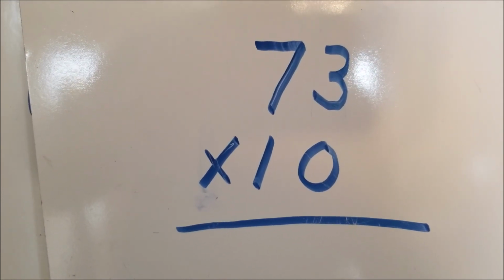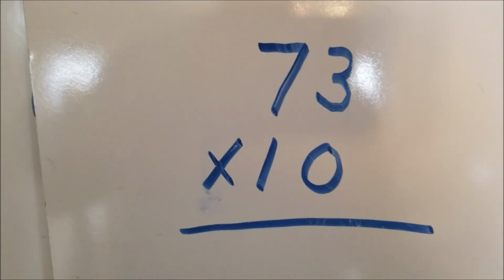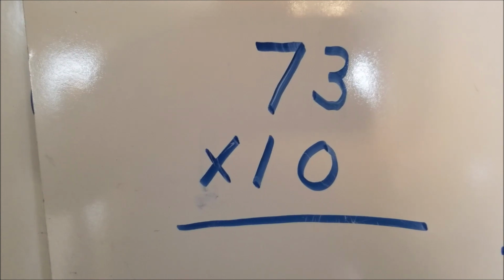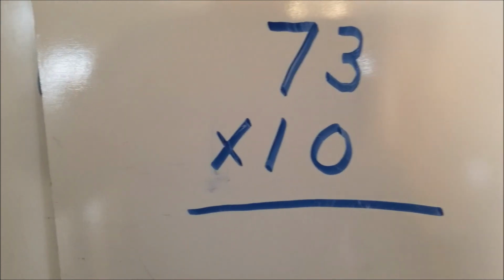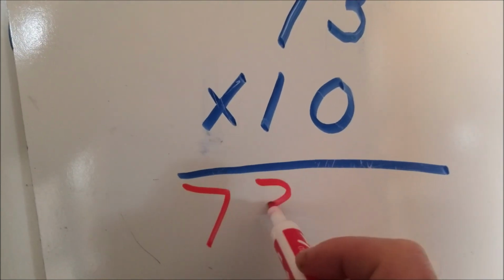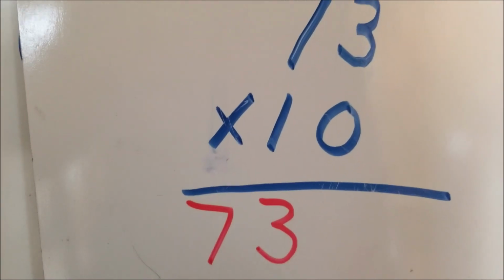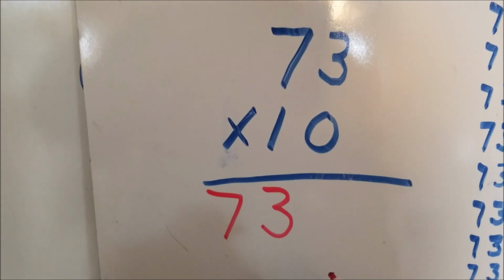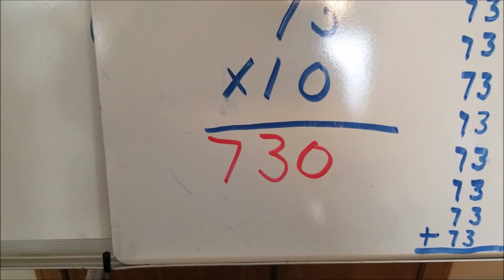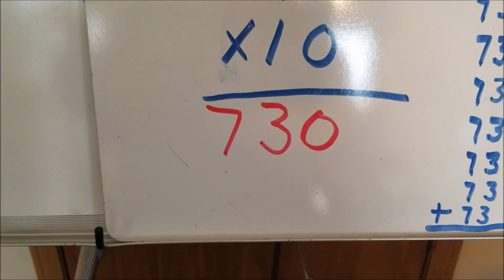We can use our rule of 1. Any number times 1 is that number, and we will simply write our 73 down on the board. And then we add our 0. Our answer is 730.